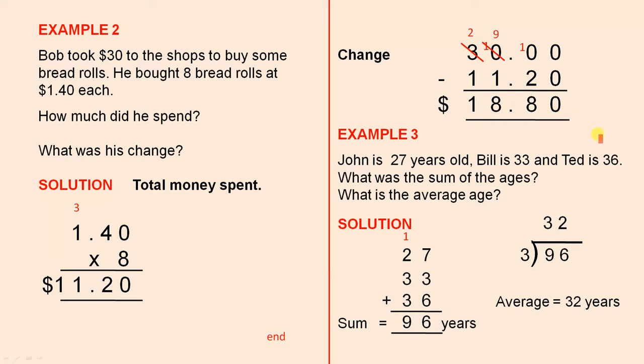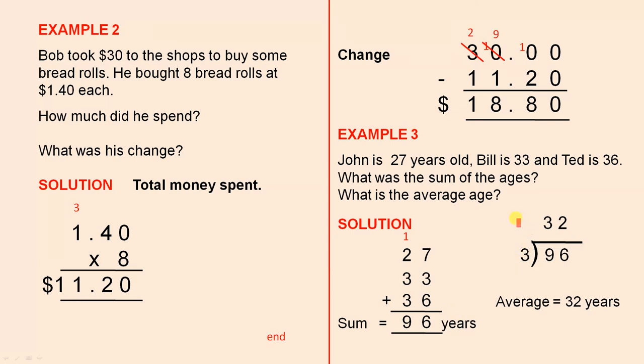Example 3, John is 27 years old, Bill is 33, and Ted is 36. What is the sum of the ages? So for the first operation, sum means addition. So we have to add 27, 33, and 36. And if you do that carefully, you will see that the sum of the ages is 96 years.